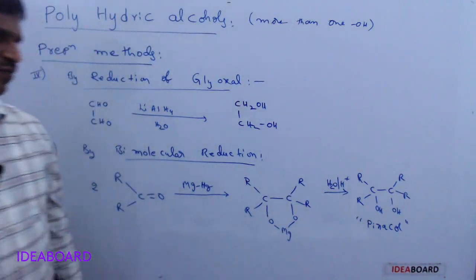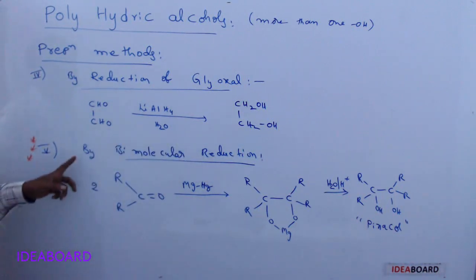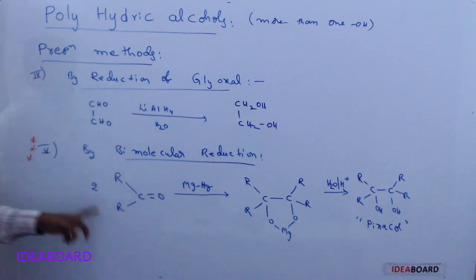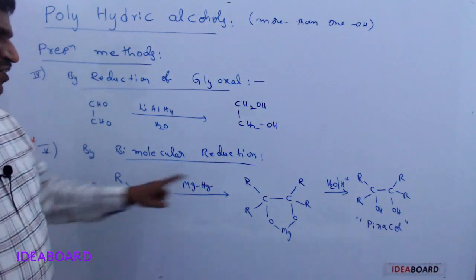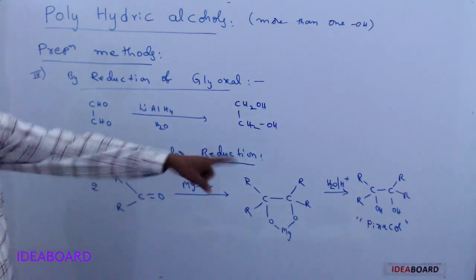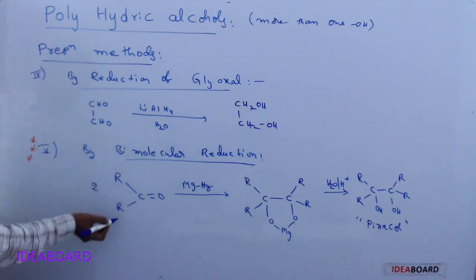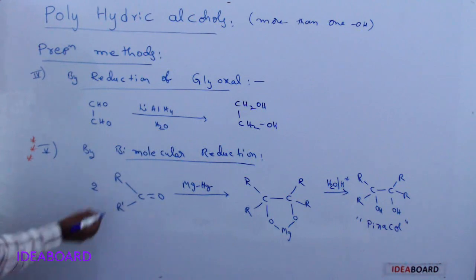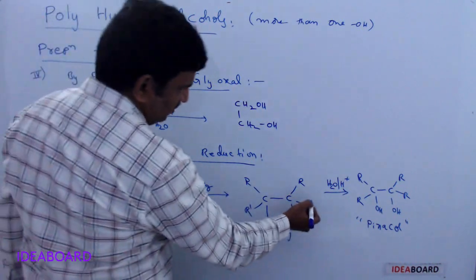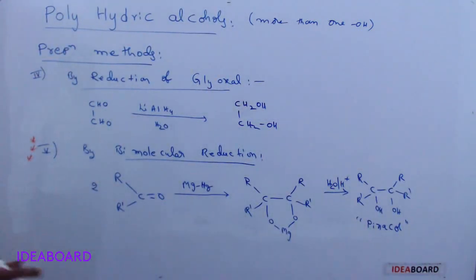It is a tetraalkylated glycol, two alkyl groups and two alkyl groups on adjacent carbons, commonly called pinacol formation. Bimolecular reduction, two molecules are participating. By this reduction we get the diol, called pinacol formation. You can take different alkyl groups, R and R dash, and you will get the same type of product. These are the preparation methods of glycols.